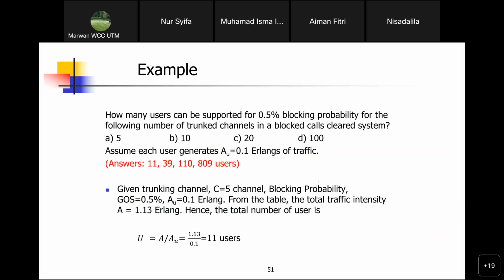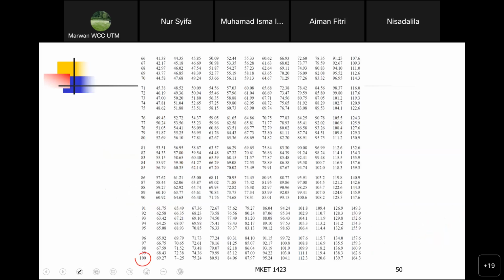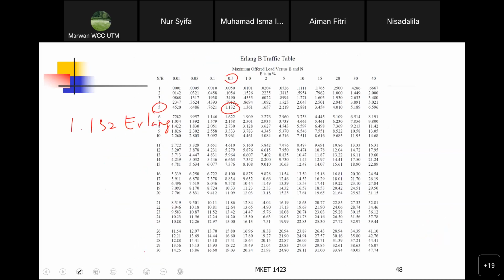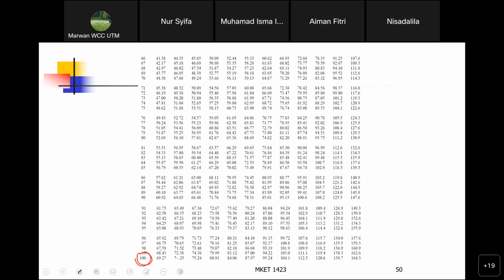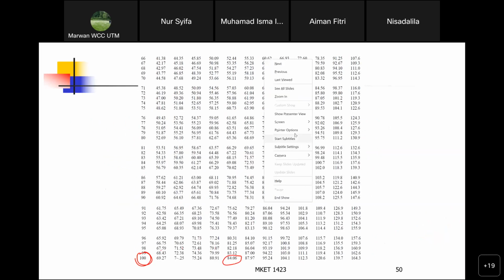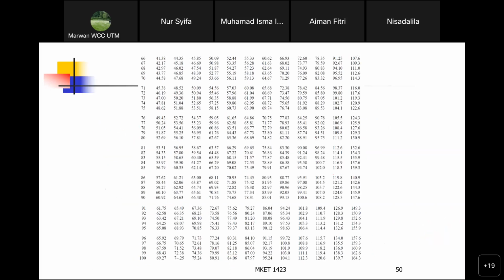Now let's look at question number 2. We go to the extreme. So B and C, please do it yourself. Let's look at 100 channels, so we have to go to the table for 100. Blocking probability 0.5 is column number 4: 1, 2, 3, 4. So the value is here.